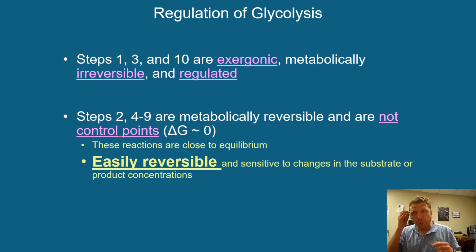Now we've made it all the way through taking our 1, 6-carbon molecule and breaking it all the way down into our 2 3-carbon molecules. And now what we need to do, though, is think about this process, this whole pathway, and talk about the regulation of it. Now, when it comes to the regulation of these 10 different steps, steps 1, 3, and 10 are exergonic. They are metabolically irreversible, and they are tightly regulated. Steps 2, 4 through 9, so all of our other steps, are metabolically reversible.